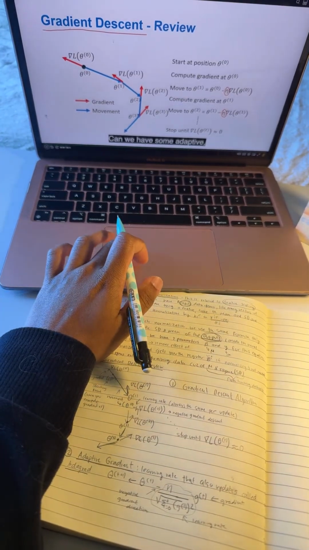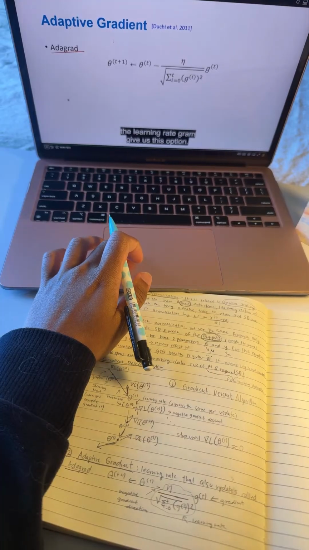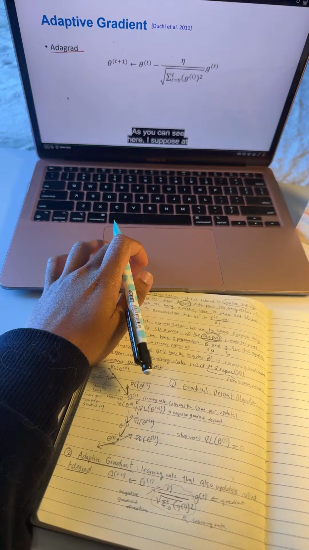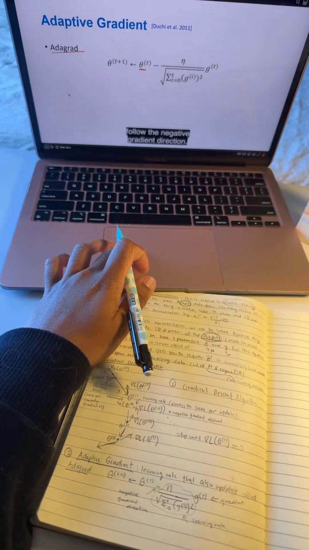True. Adaptive learning rate. AdaGrad gave us this option. As you can see here, we're still following. So okay, I suppose at this parameter value, we follow the negative gradient.